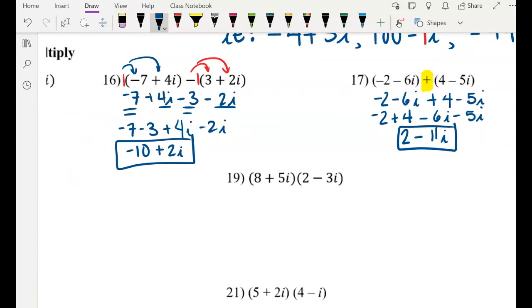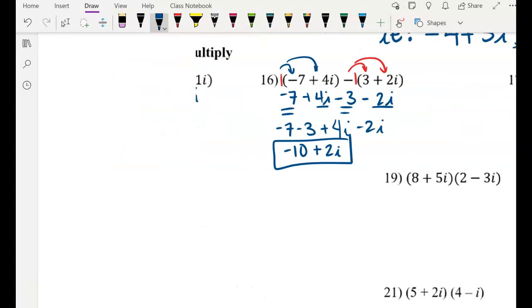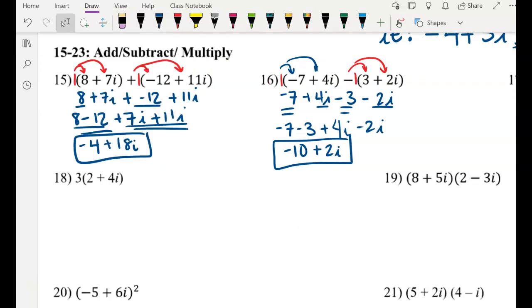Let's do 18. Yep, let's see if I can move. Okay, slowly. It's thinking. Okay, there you go.